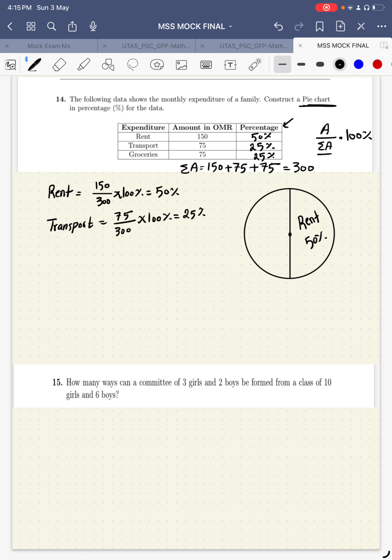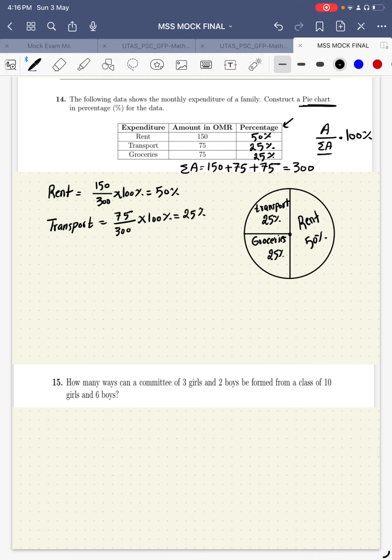Now let's go to the transport. My percentage was 25%. So 25% means a quarter of the circle. So I'm gonna have a quarter like that. So that's the transport, which is 25%. Again, for the last one, the groceries, it will be 25%, another quarter. So that's how we can write or draw or represent the data on the pie chart.